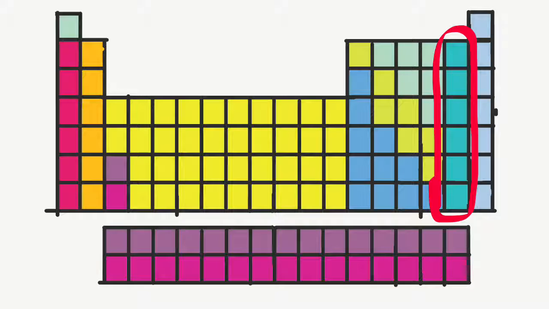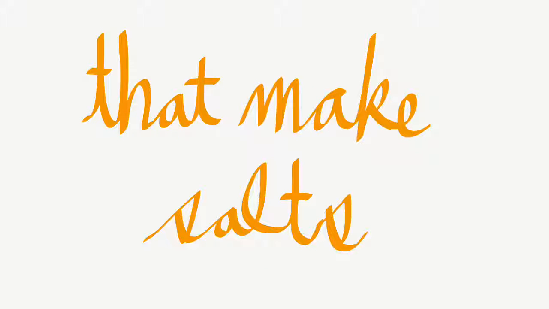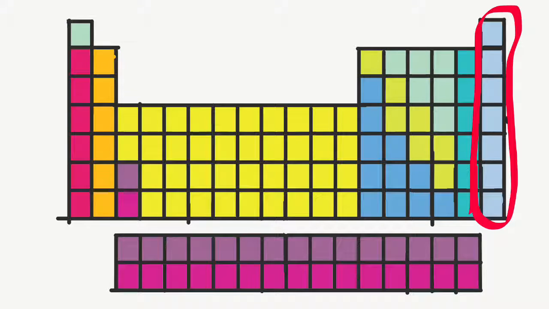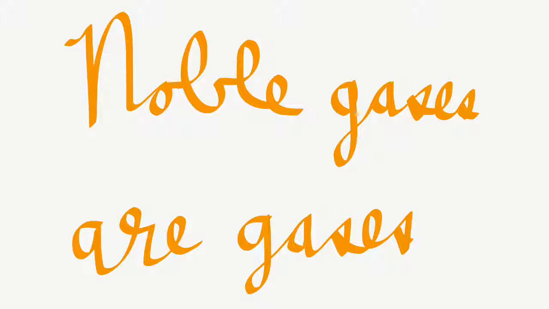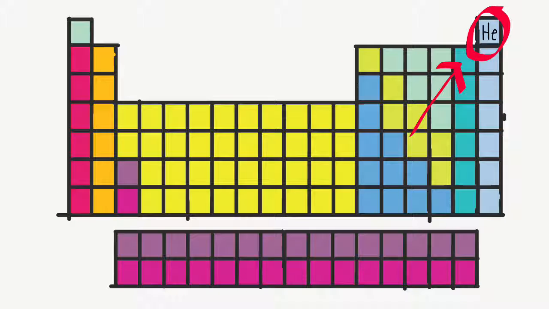The bluish-green squares are halogens. Halogens are elements that make salts when put in a compound. Chlorine is a halogen. And the light blue squares are noble gases. Noble gases are gases that are not very reactive. Helium is a noble gas.